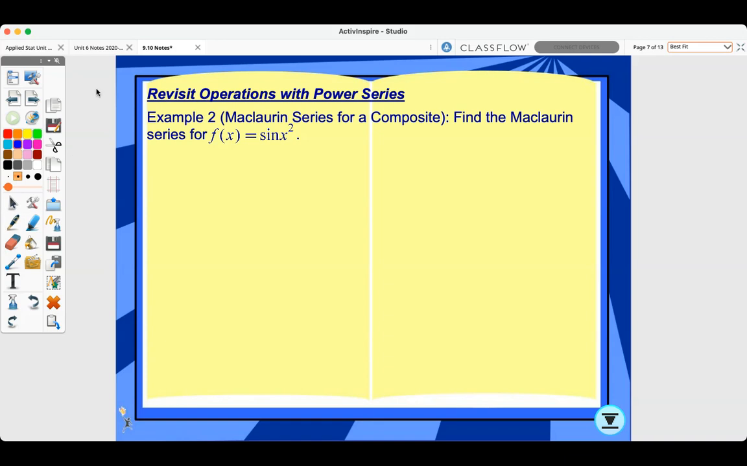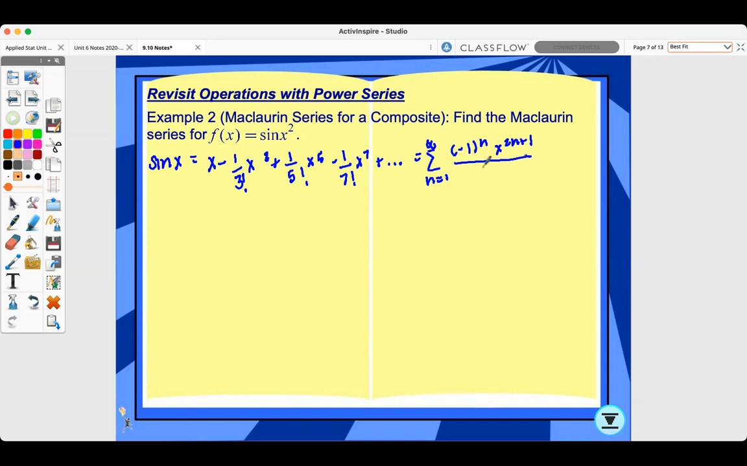Okay, so we know the series for sine x, so we're going to go ahead and write that down. Sine x is x minus 1 over 3 factorial, x cubed, plus 1 over 5 factorial, x to the 5th, minus 1 over 7 factorial, x to the 7th, plus dot dot dot, and this equals the sum of negative 1 to the n times x to the 2n plus 1, all over 2n plus 1 factorial.